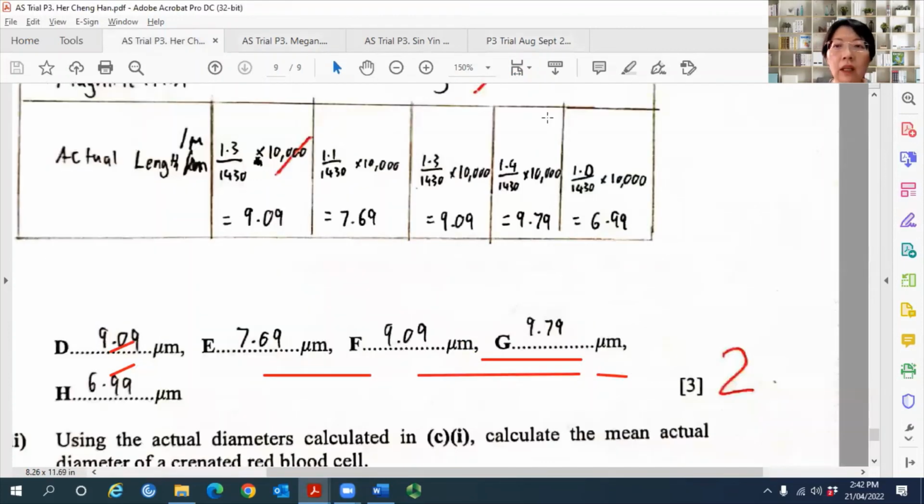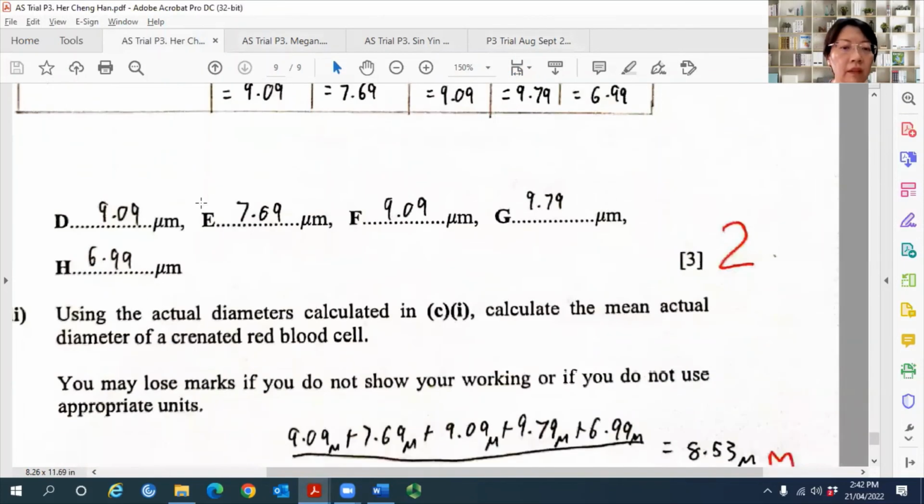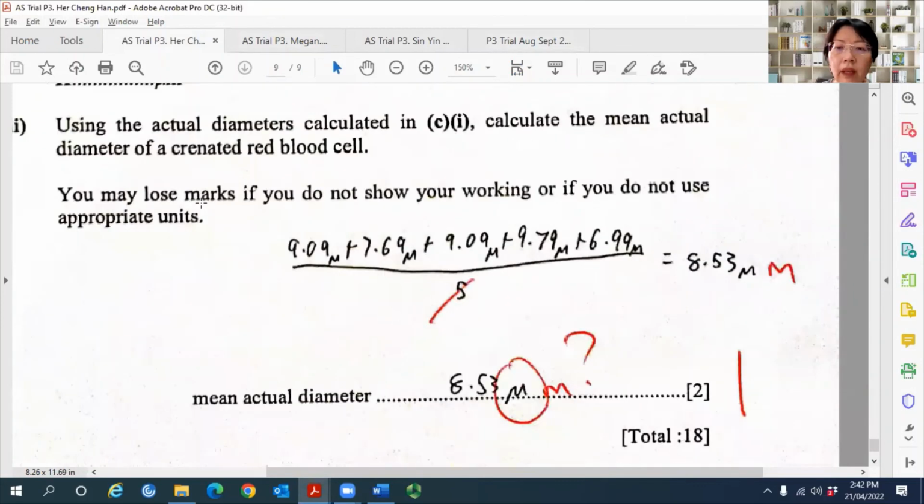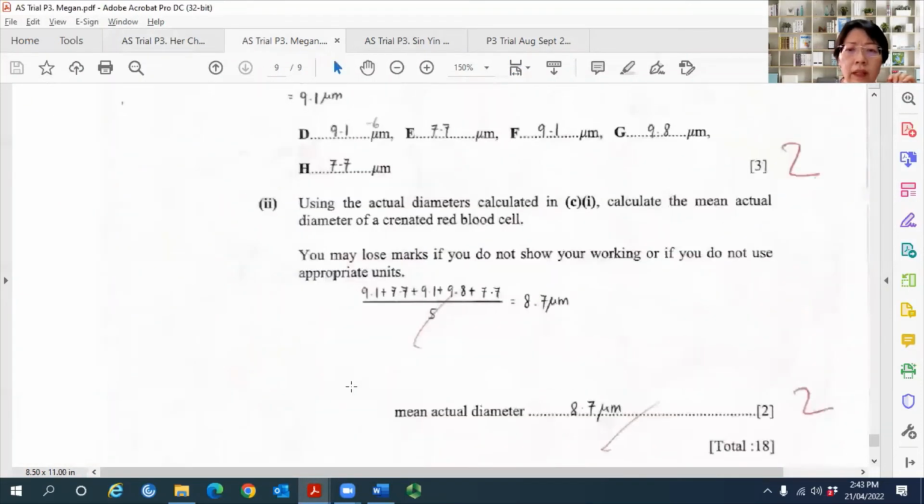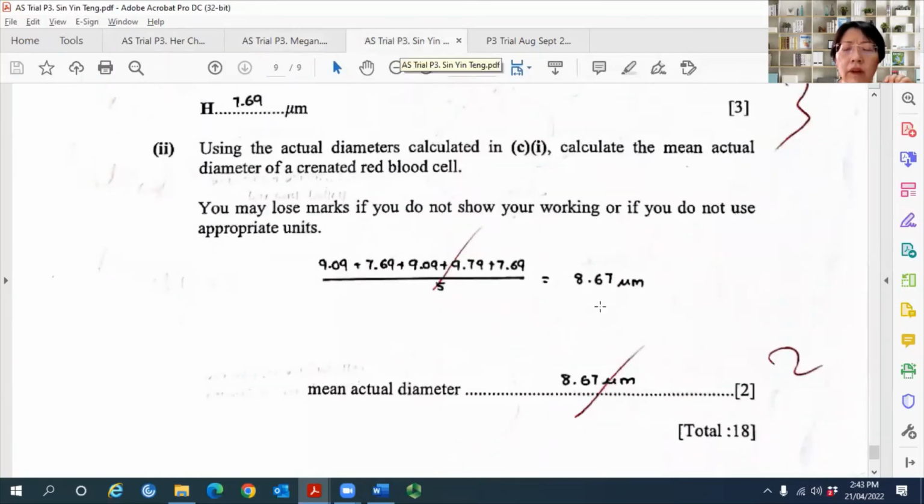So let's look at Cheng Han's one. Very good, okay. Cheng Han, I should deduct 1 mark, right? Your micrometer is not written completely. Yeah, I think I deduct 1 mark. Micrometer is written as micrometer, not micro. Okay, so be very careful. Next one. This one is correct. And then Xin Yin Ting is also correct. So 3 significant figures. Okay.